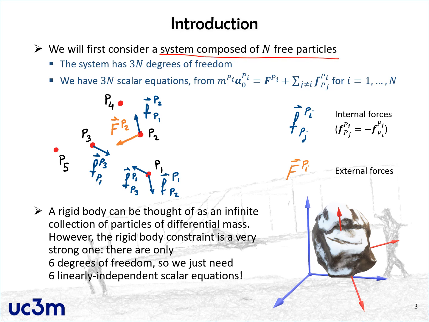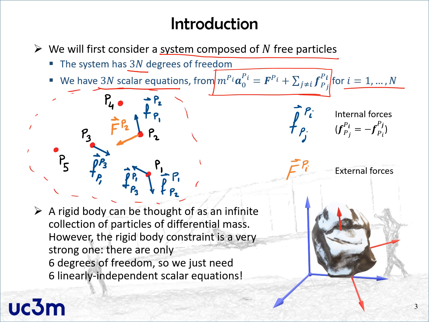This means that we have 3n degrees of freedom in our system, which requires 3n scalar equations to have a closed problem. These equations have to come from the dynamics equation of each individual point particle, where i goes from 1 to n, all right? Imagine in particular that we have 5 of these particles, as you can see here. So this is our system of analysis, okay?